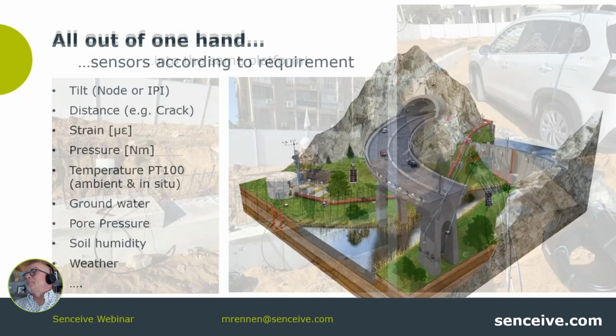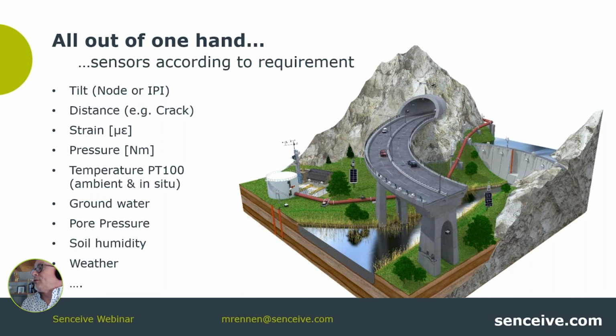Well, to summarize, basically the idea of these multi-sensor systems is to measure a large variety of parameters depending on the demand of the customer. Whatever parameter he needs to observe can be connected to a node. The nodes communicate among each other and transport the data all together into the same platform. So everything comes out of the same hand: tilts, distances, strain, pressure, temperature, things like groundwater or pore pressure, soil humidity, or even weather stations for precipitation, all from the same hand.